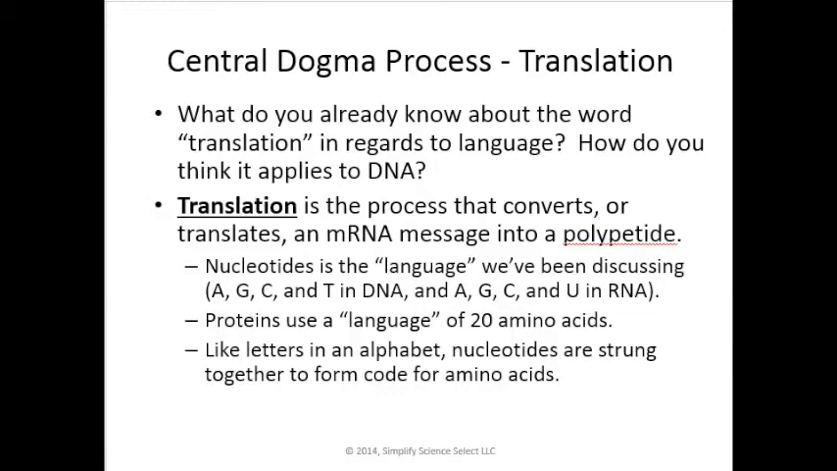But in the English language, the sequence of letters, A, B, C, D, and so on, that is the information. In DNA, the sequence of A, G, C, and T, that's the information. In RNA, A, G, C, U, that's the information. In proteins, it's a chain of these 20 different amino acids. That's the information there. So information is always encoded in a sequence, but the question is, what language are we using to communicate that information?